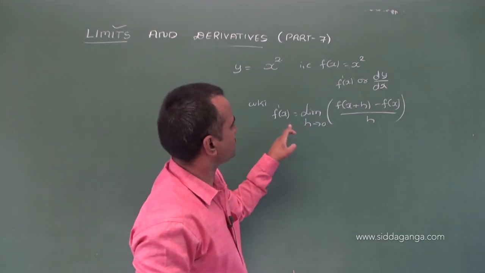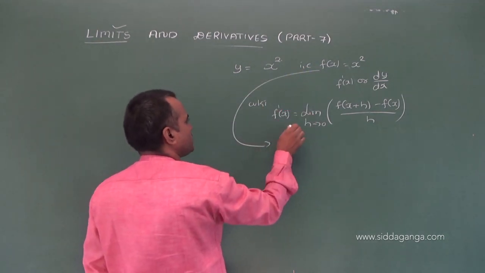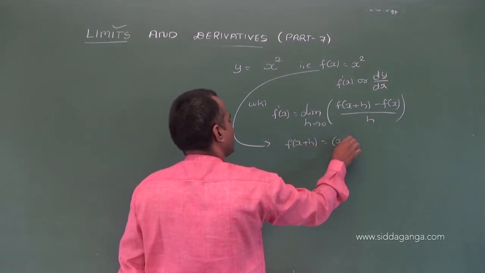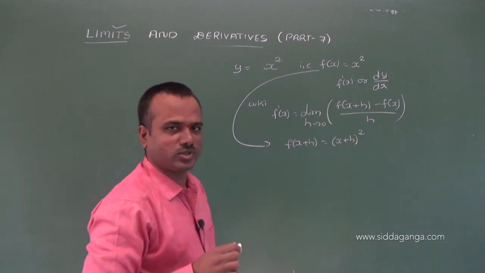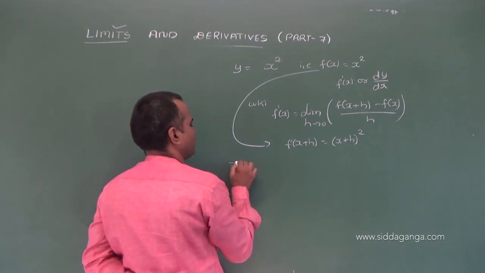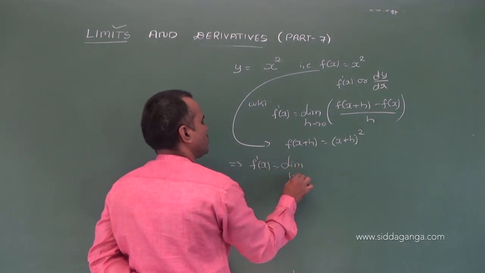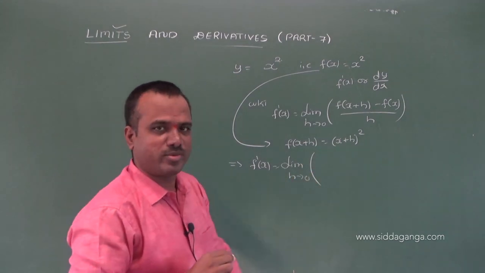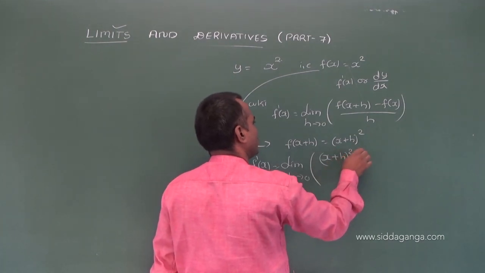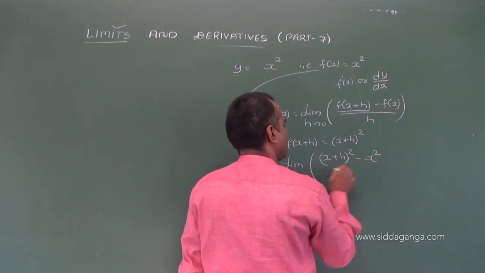If this limit exists, then we call it the derivative of the given function. Since f of x is x square, f of x plus h is (x plus h) whole square. That implies f dash of x is equal to limit h tends to 0, substituting all the values, (x plus h) whole square in place of f of x plus h, minus x square, divided by h.